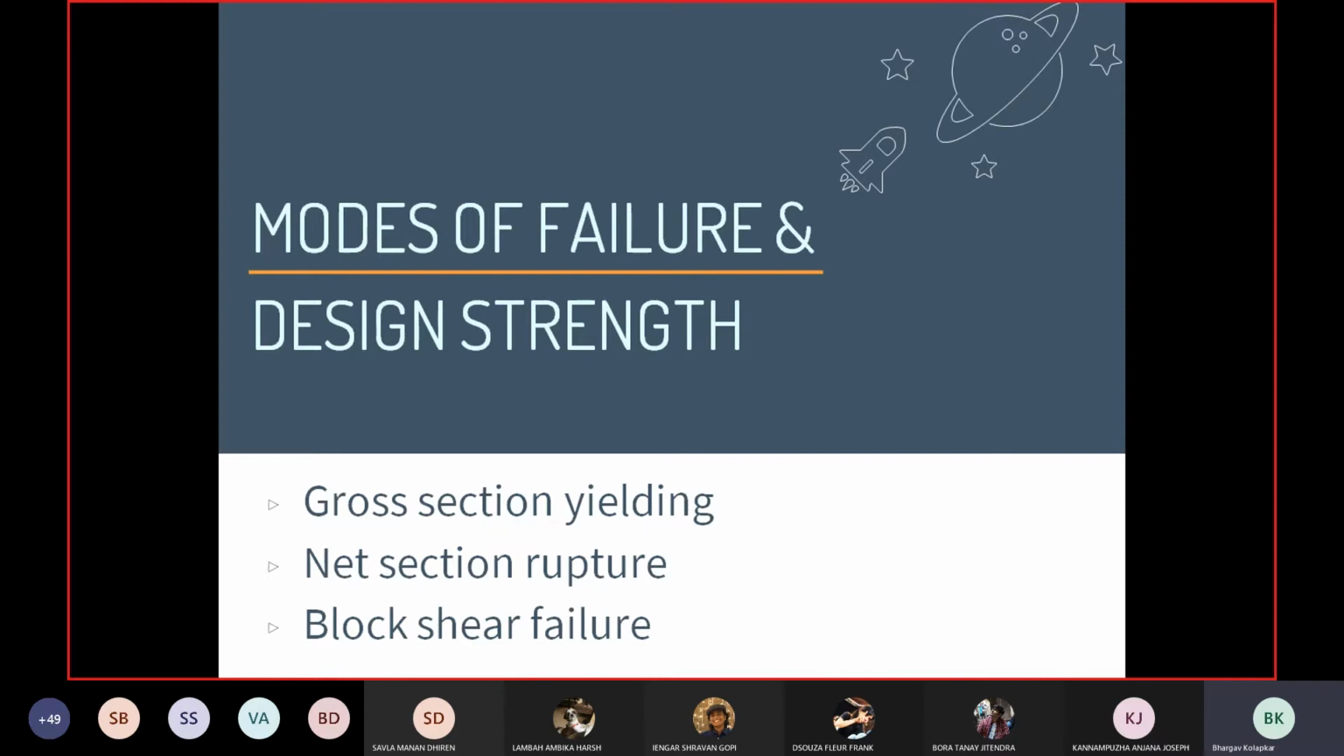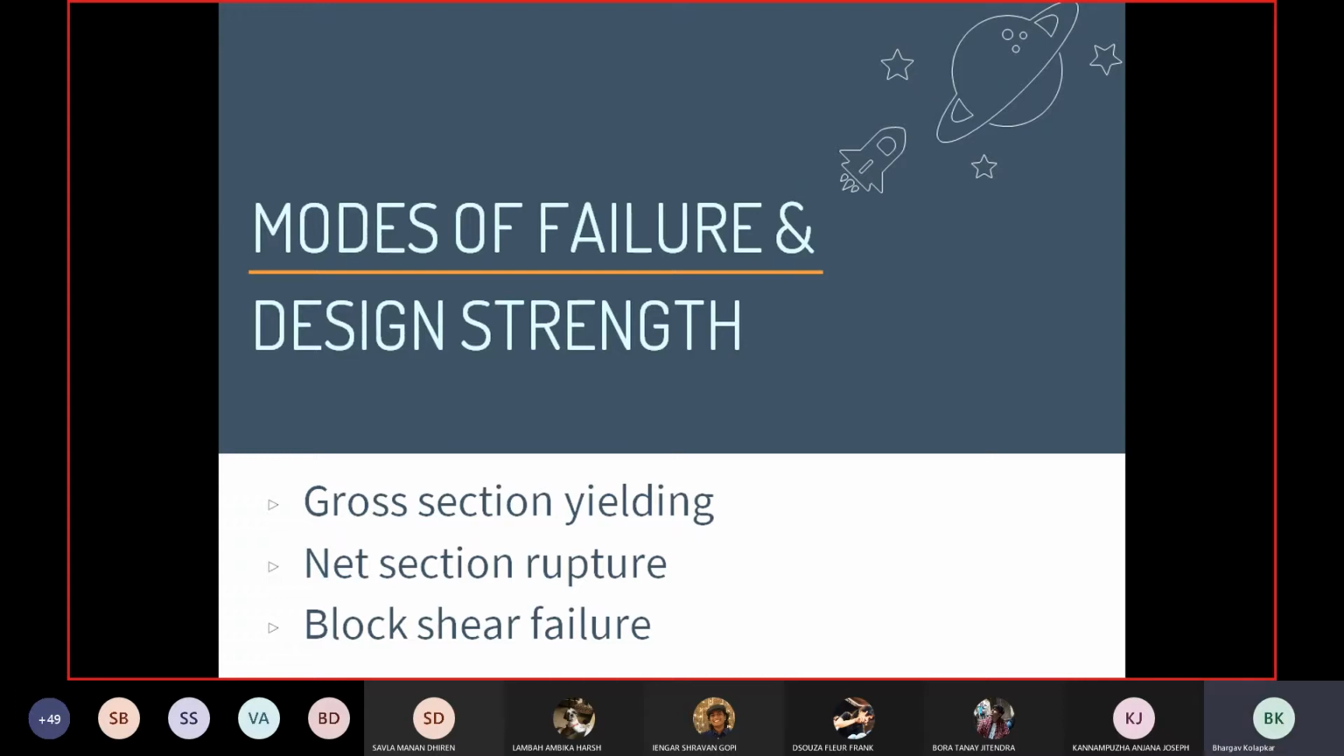Now, this is the most important part of learning tension members. See, if we know how a member is going to fail, or if we know various ways in which a particular member can fail, then we can design that member such that none of the failures occur. Okay, we talked about limit states. Now, these are the possible limit states for a tension member. These are called, first, cross section yielding, second, net section rupture, and third, block shear failure. So, if a member is under tension, you can expect it to fail by either one of these three.